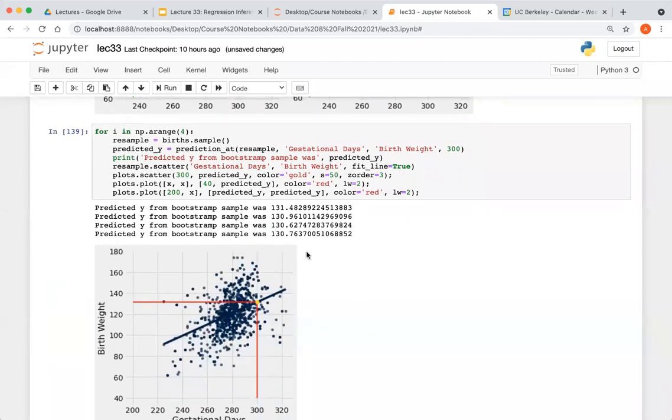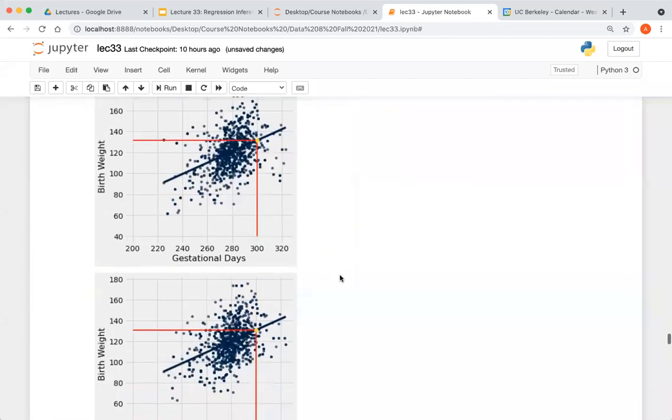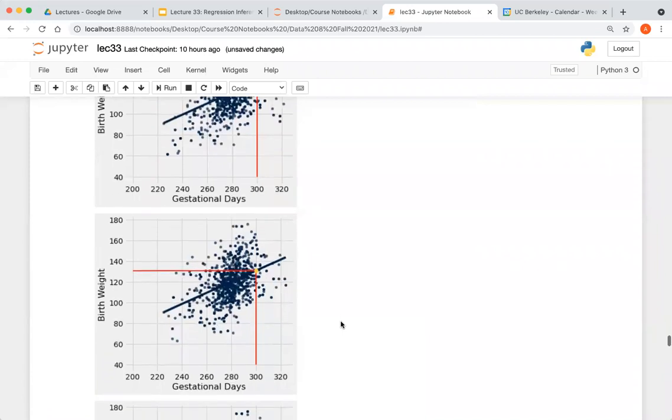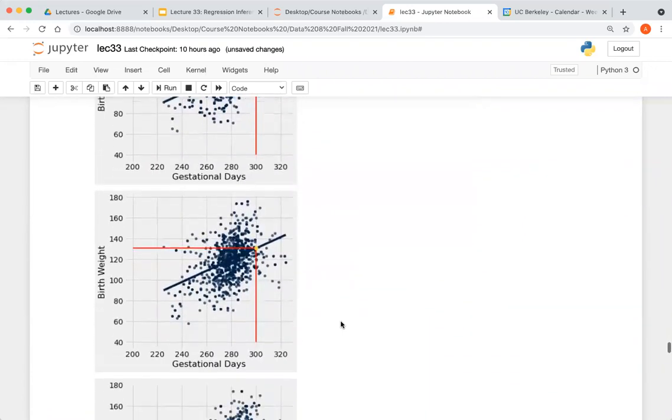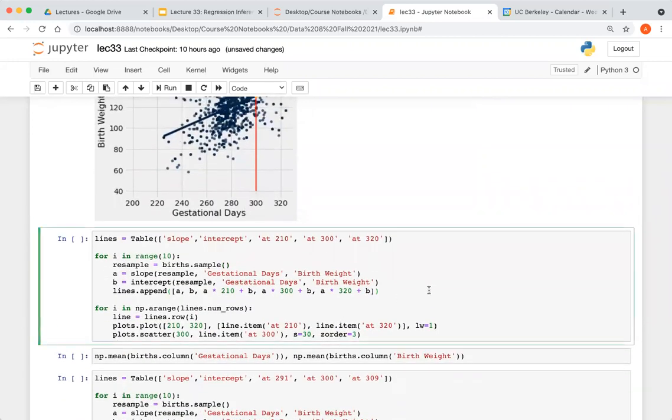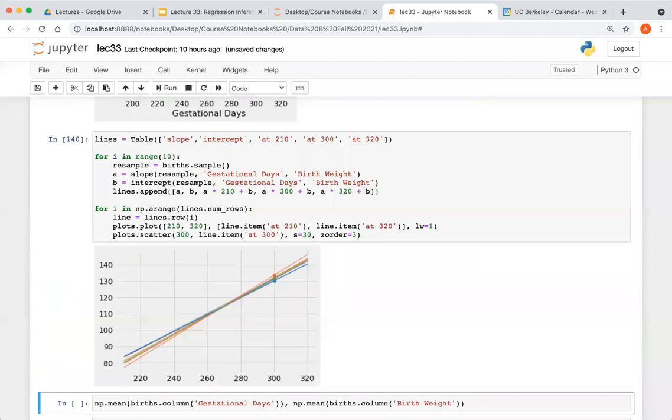So we have a bunch of bootstrap samples. Here's a bootstrap sample, and our prediction was 131 and a bit. Here's a second bootstrap sample, and the prediction was also 131-ish. Okay, and the predictions are all slightly different. The lines are all slightly different, and the predictions are all slightly different. Okay, and so I'll put all of the lines in the same place for you. Because if I put all the scatters on the same scatter diagram, you won't be able to see anything. It's going to be a great big mess. But at least we can try to look at all the different lines.